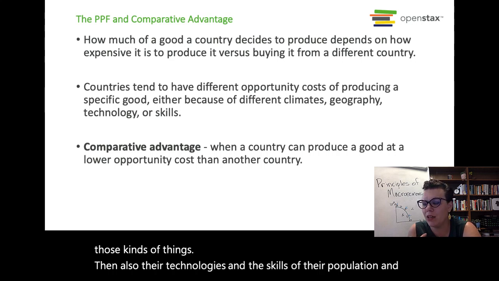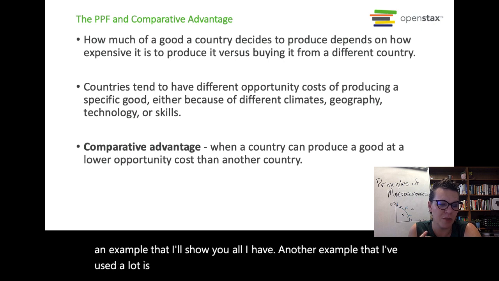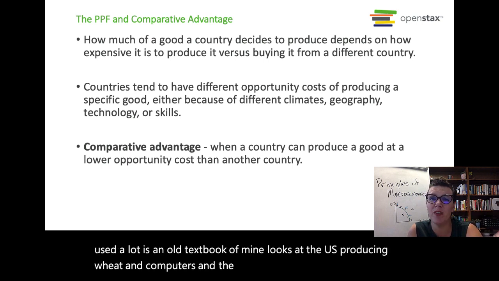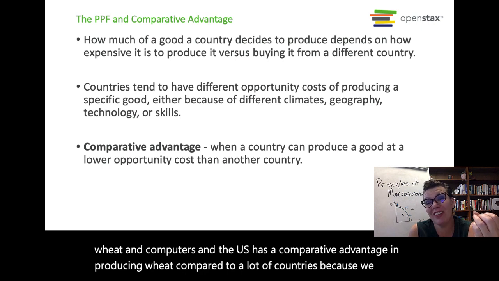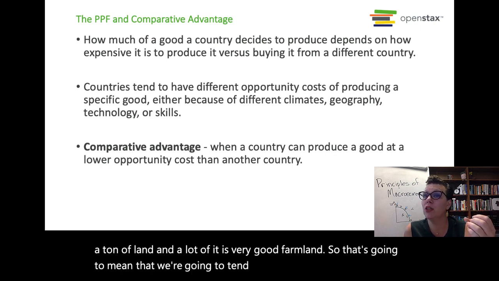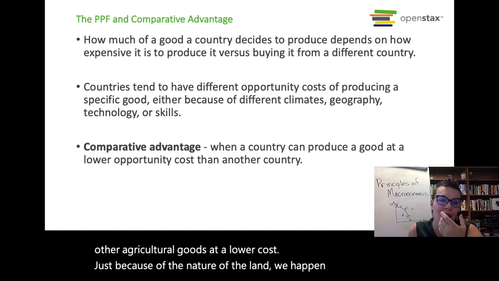An example that I'll show you all, I have another example that I've used a lot, is an old textbook of mine looks at the U.S. producing wheat and computers. And the U.S. has a comparative advantage in producing wheat compared to a lot of countries because we have a ton of land and a lot of it is very good farmland. So that's going to mean that we're going to tend to be able to produce grains and other agricultural goods at a lower cost, just because of the nature of the land we happen to live on.